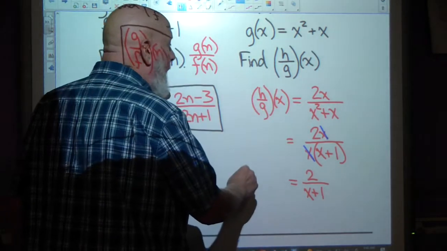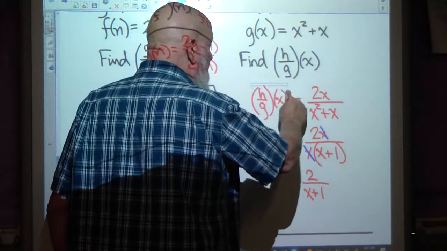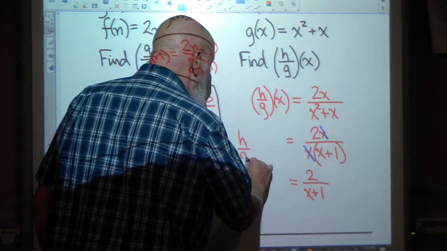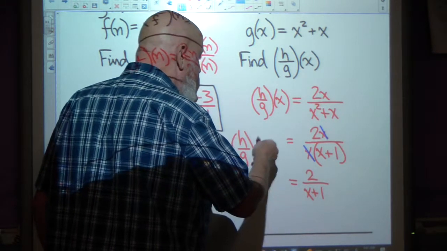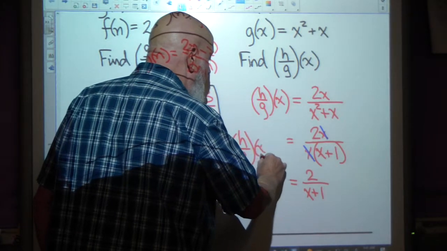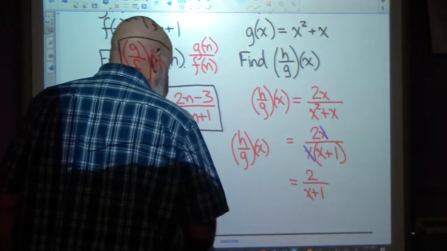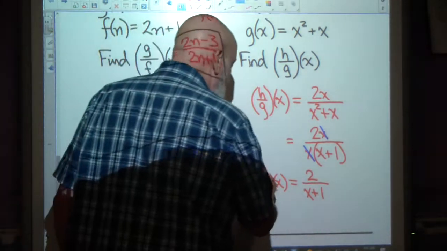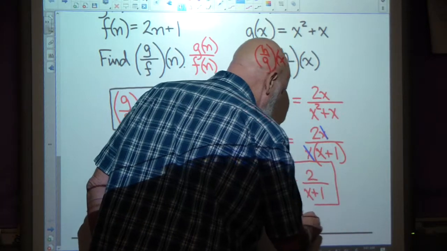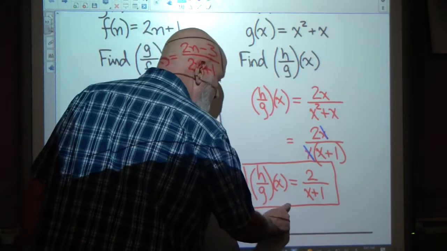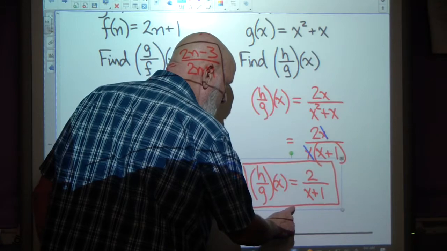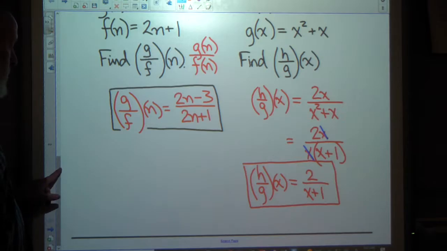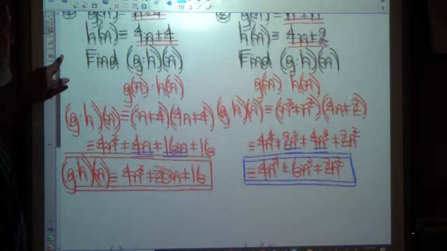And that is h of g of x, or h over g of x, which is h of x divided by g of x. Another way of saying that. So here we go. And that's what we would be looking for in a multiple choice scenario. We would be looking for that. Okay. So that's what we were doing.